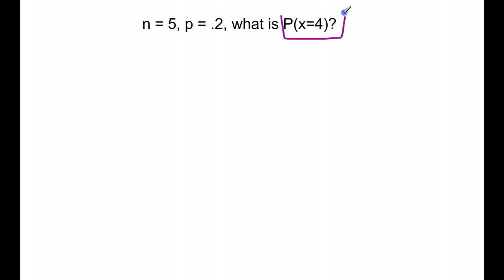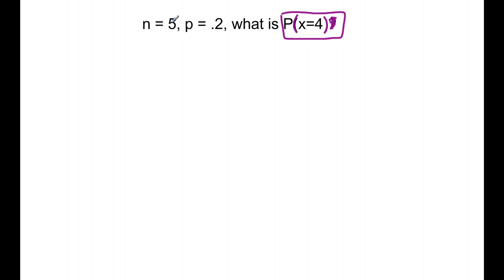P of parentheses x equals 4, close parentheses. The question mark is just part of the question, so we'll just ignore that part. But the big P here, that's saying what is the probability of everything inside of my parentheses. So what is the probability or the likeliness that x is equal to 4? That's all this is asking, is in this scenario here, what is probability x is equal to 4?